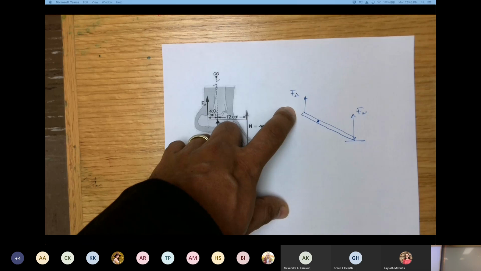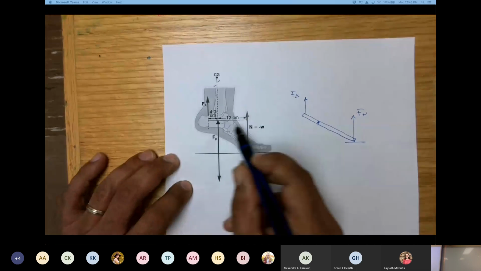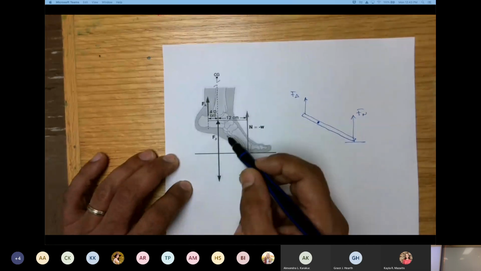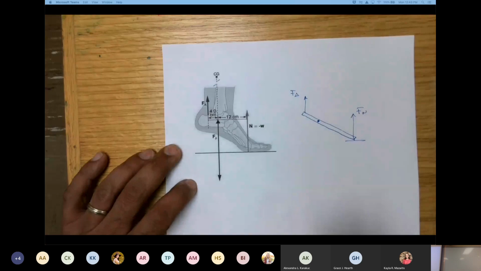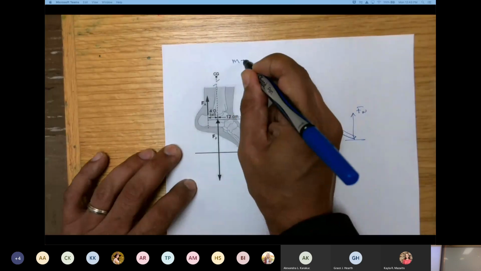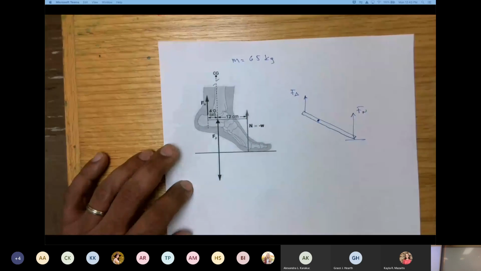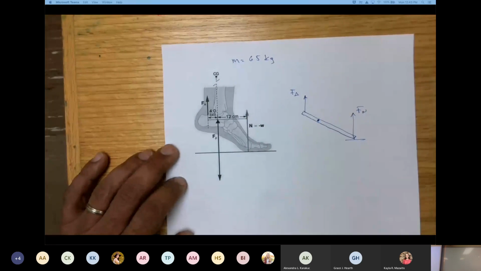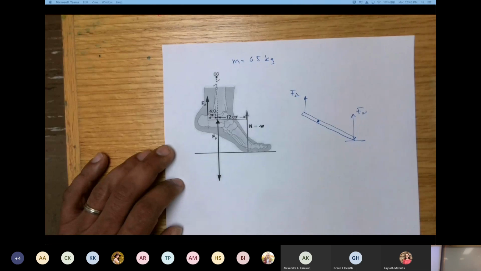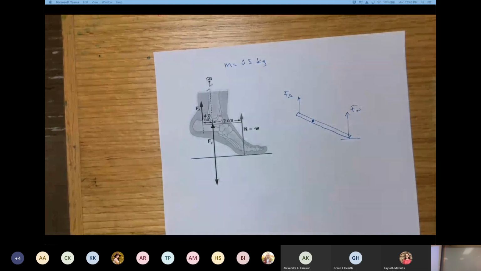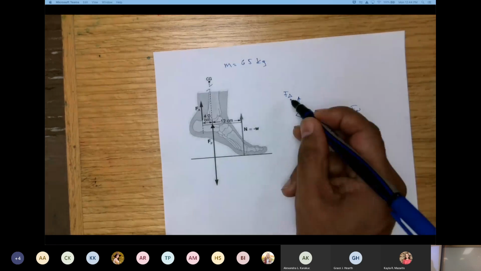So we're going to try to solve this problem. We're going to assume that we have a person and the mass of the person is 65 kilograms. So that would be, I think, something around 160 or 170 pounds. And he's doing tiptoe just on one foot. And we want to find out what is the force on the Achilles tendon.